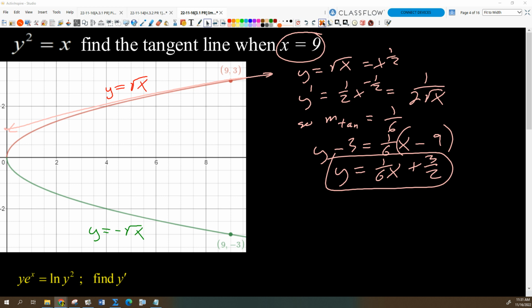But as you can see, there are two different tangent lines when x equals 9. We only got one of them, right? We'd have to go back down here and do that same process for the other half of this function, right?